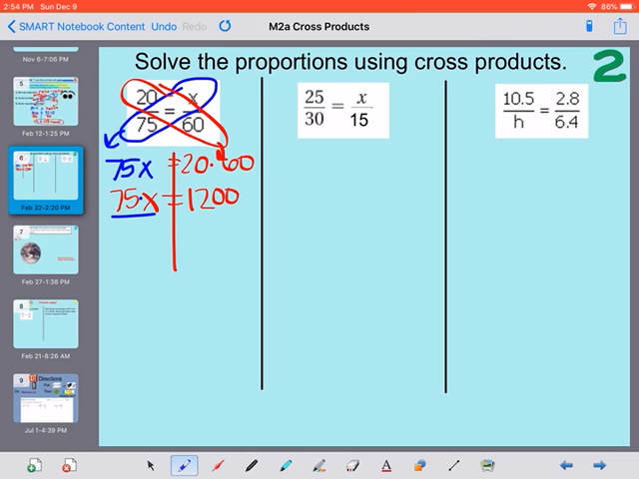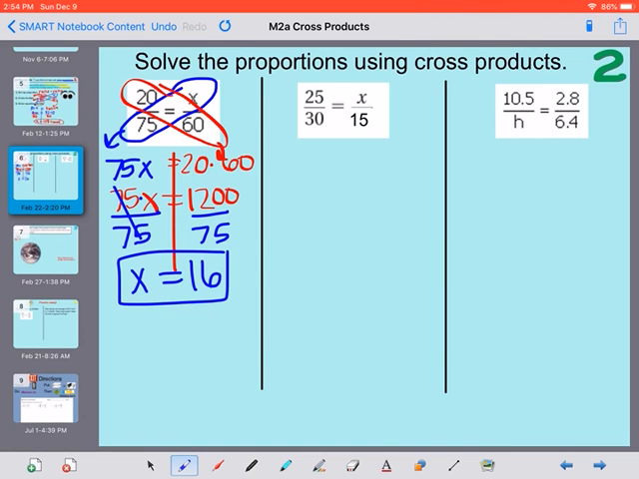The opposite of multiplying is divide. So we're dividing by 75. 75 divided by 75 is just 1. And then we plug this in our calculator. 1,200 divided by 75, and we get 16. So 16 is what x represents.